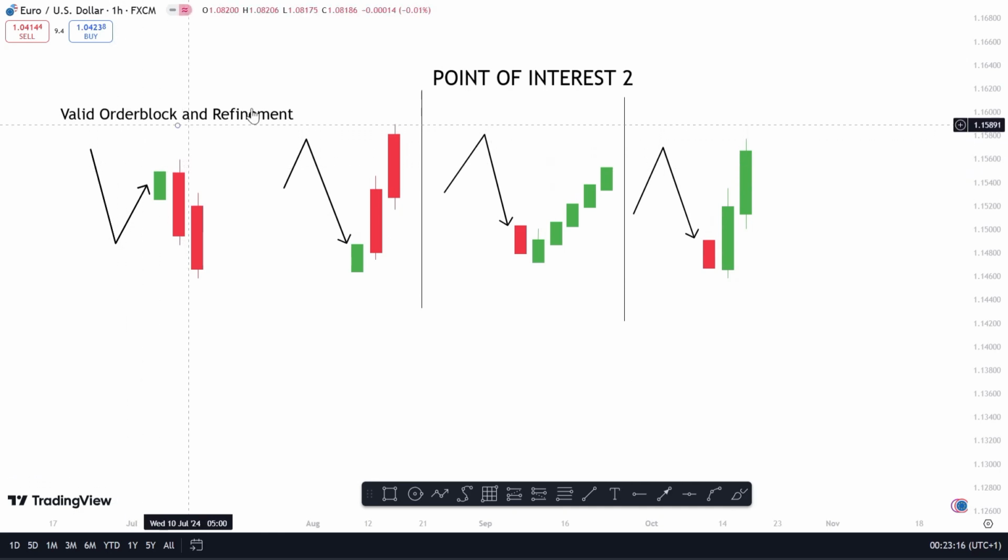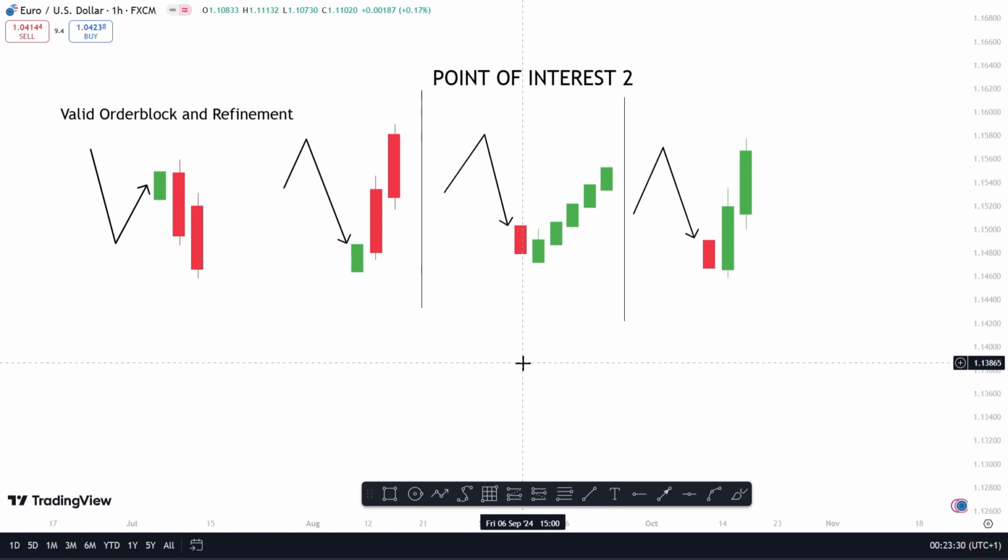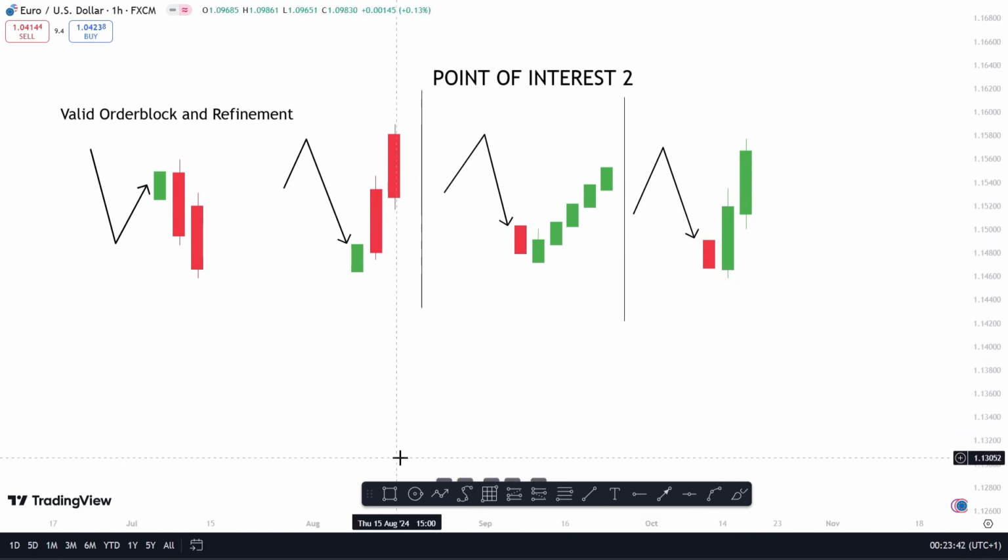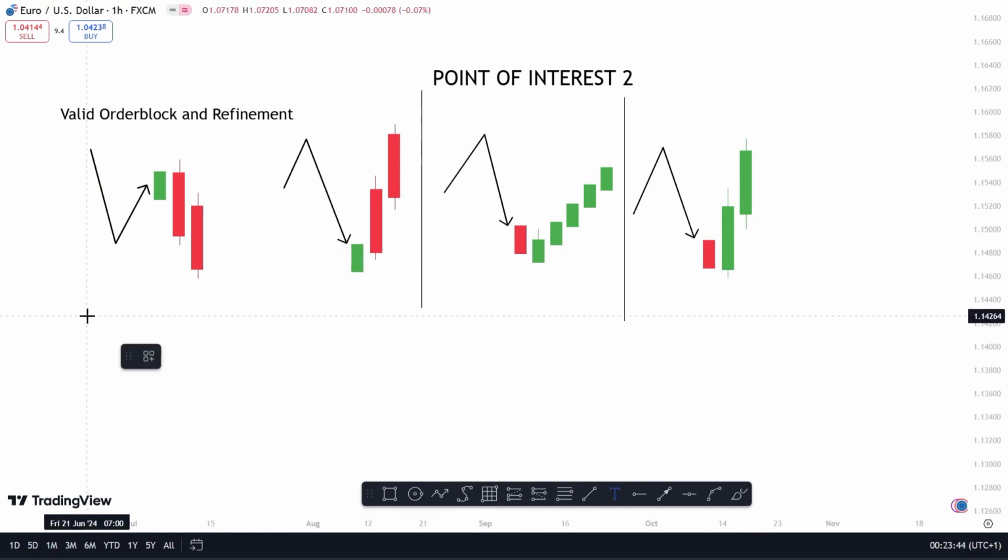Now, valid order blocks and refinements. Our last video mentioned order blocks, and an order block is what some people use as their point of interest. They draw out zones with order blocks and use them as points of interest. But before you can just throw out any zone in the market, there are things you have to consider to work with anything as an order block.